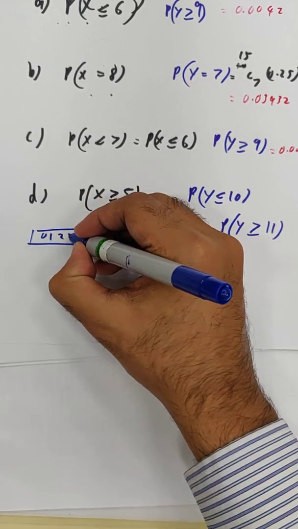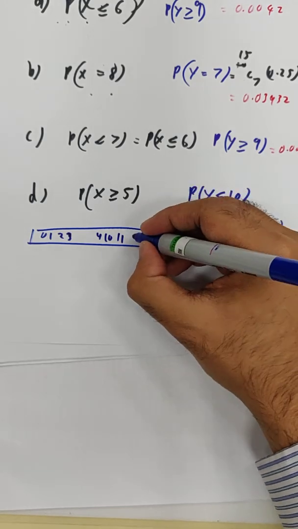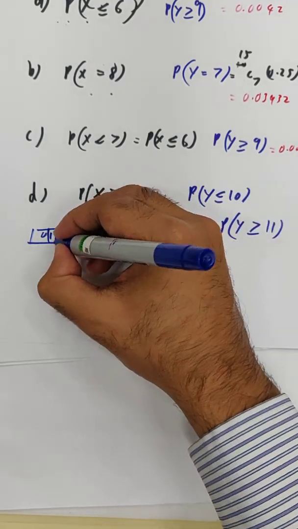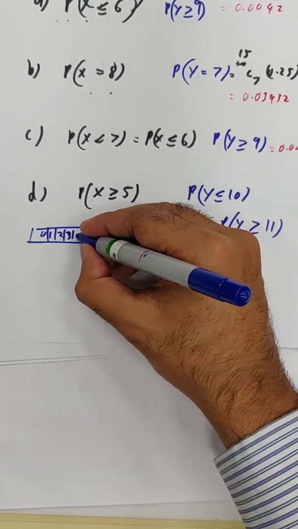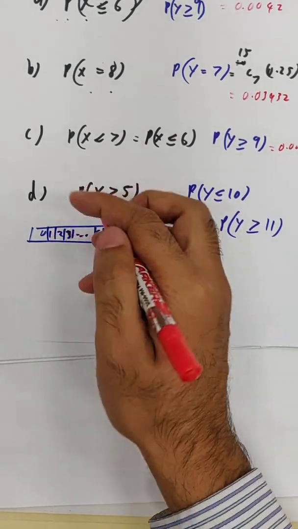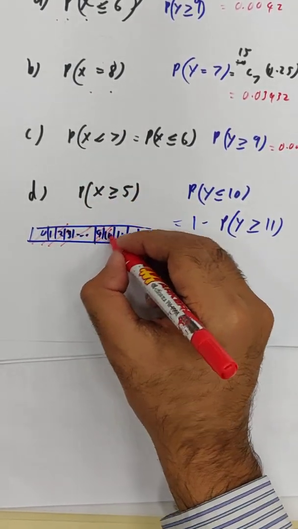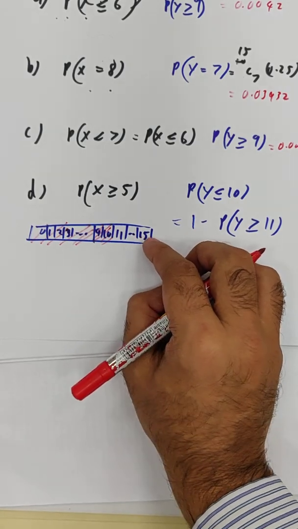0, 1, 2, 3, and 9, 10, 11, up to 15. This is the advanced technique, okay? You don't have to write down all of them. Less than or equal to 10, so that means including 10, so I can see I want 1 minus 11 until 15.